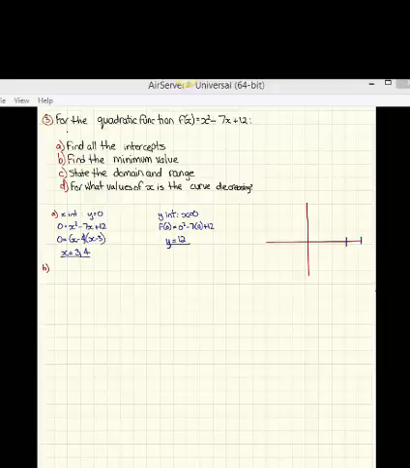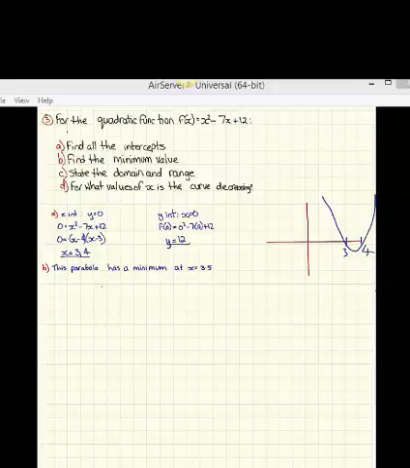Anybody have any ideas on how to do that? Okay, so we know that it crosses at 3 and 4, and a parabola is symmetrical. So if it crosses between 3 and 4, it goes like this. Well, where's the minimum value going to be? Halfway between 3 and 4. So the minimum value is between 3 and 4. It's at 3.5. So we know where that occurs, but we don't know what it is.